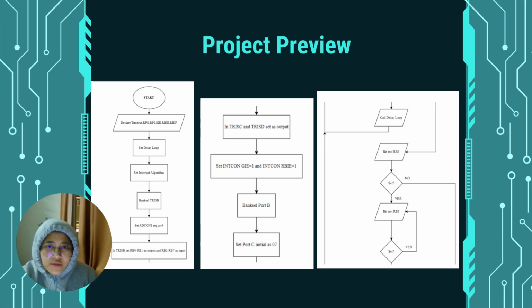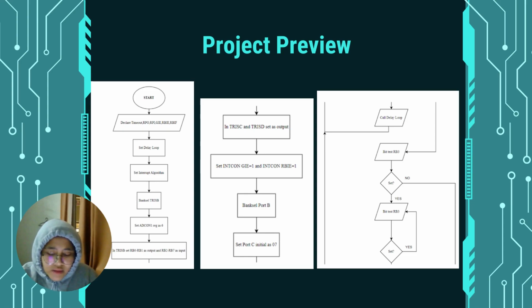Hello, so I will present the flowchart for the project review. First of all, start. Then we declare timeout, RP0, RP1, GIE, RBIE, and RBIF. Then we set the delay loop. After that, set the interrupt algorithm. Then call TRISB and set the INTCON1 register to S6.